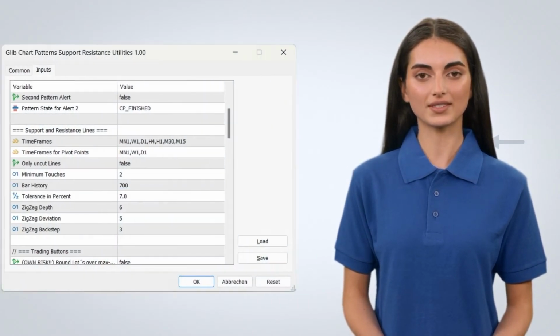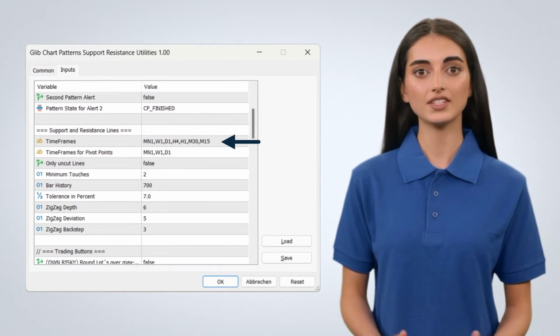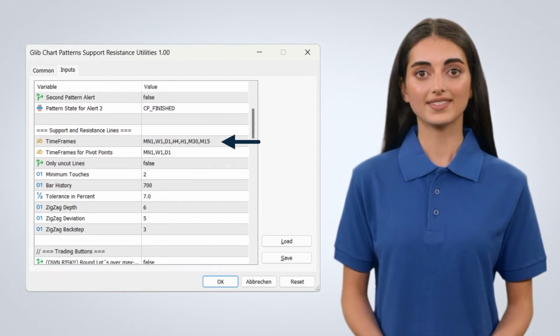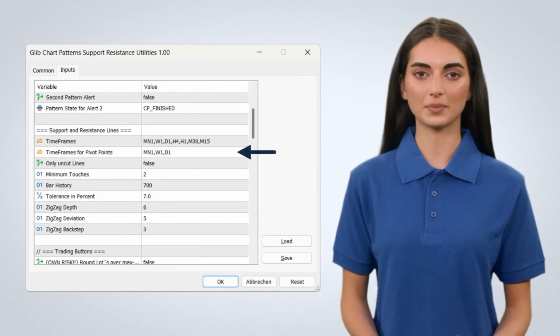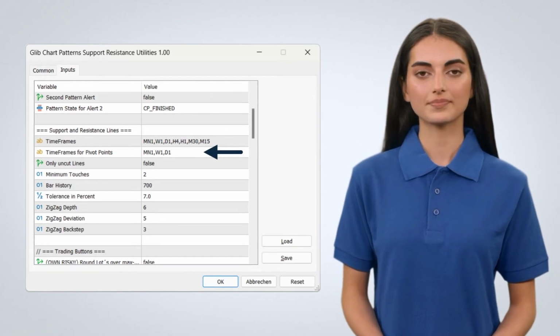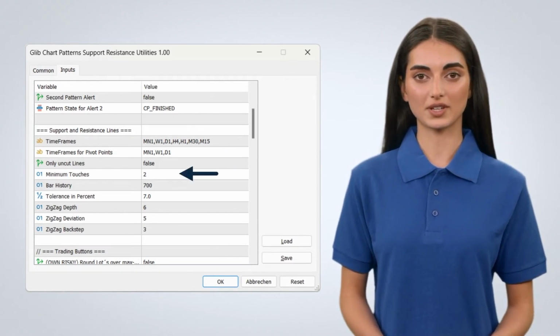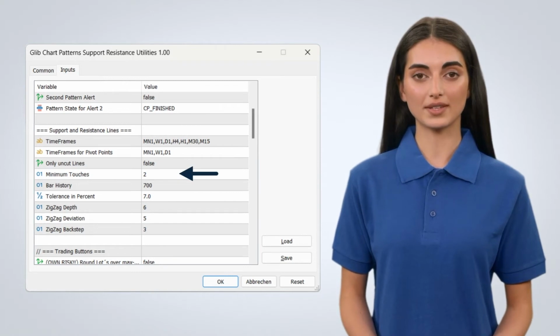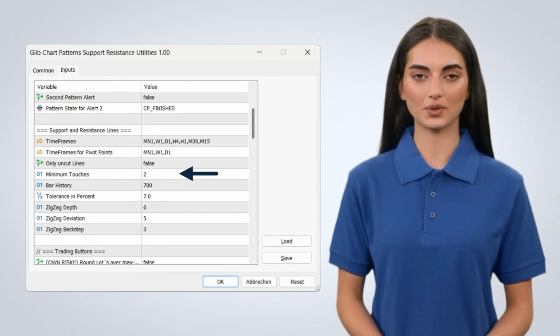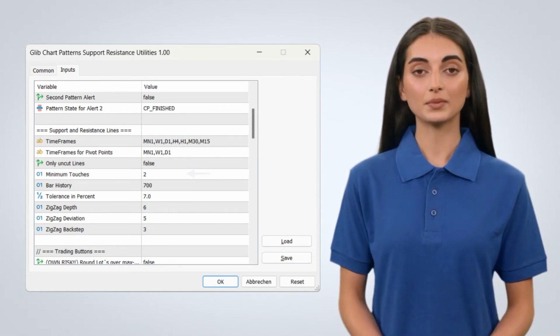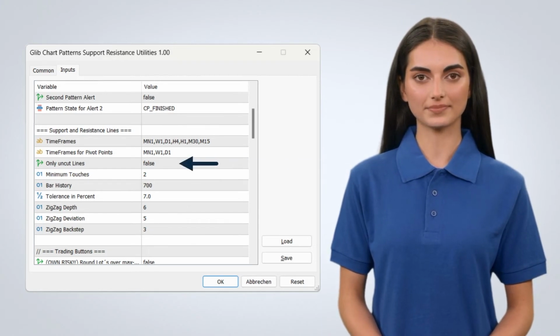Here, the settings for the time frames also determine in which time frame the support and resistances are to be calculated. The pivot points can be set separately. With the setting minimum touches, you can determine how often a price level must be touched before it becomes valid as support or resistance. Now we come to the setting only uncut lines.